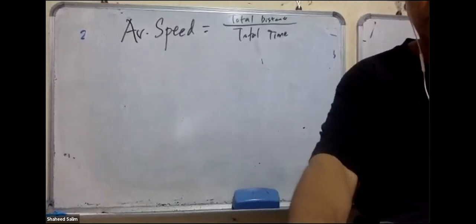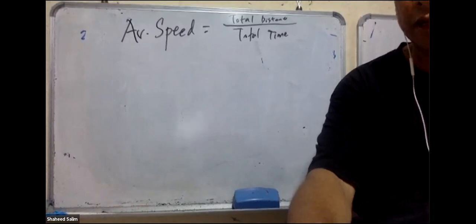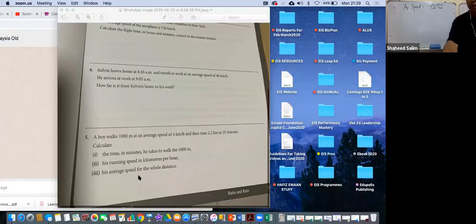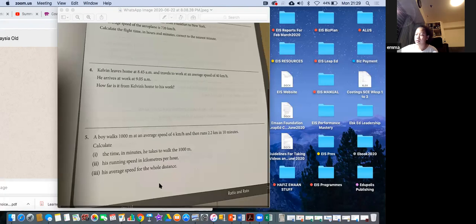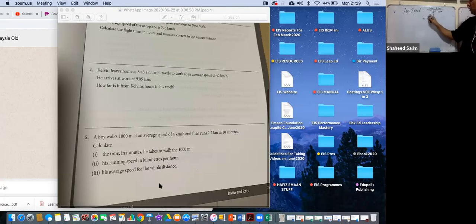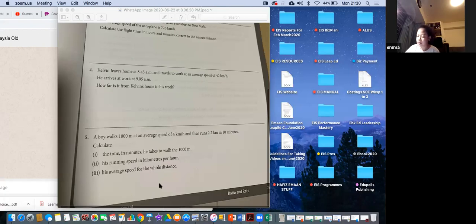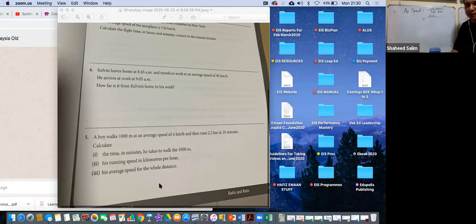So you know the question, right? Let's look at the question again. Find his average speed for the whole distance. So you tell me what's the total distance. What is it? 3.2. Good. 3.2 divided by the total time. 10 minutes? No, 10 minutes is only for the second part, the running. The first 10 minutes is 1 over 6. Remember, it's not 1 over 6 hours.